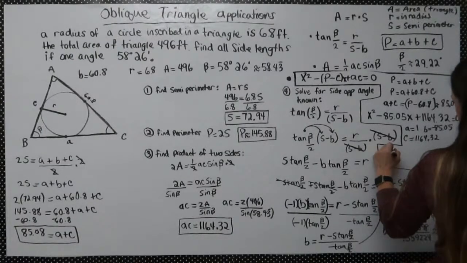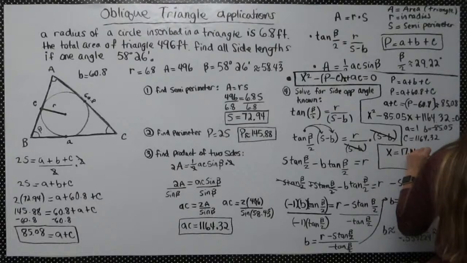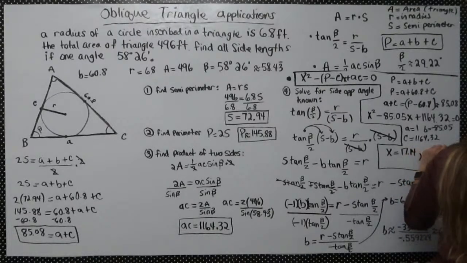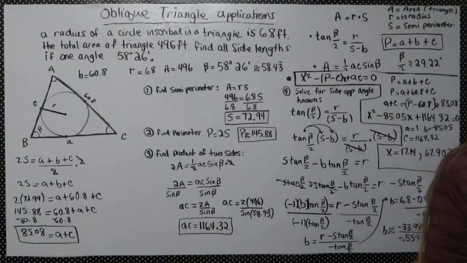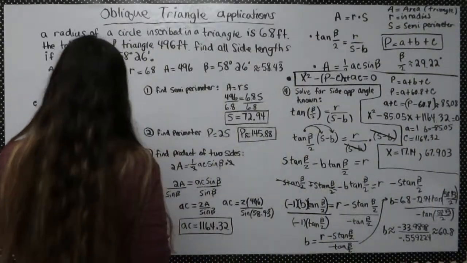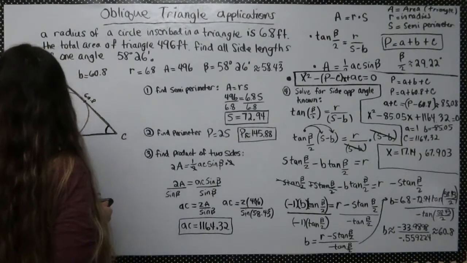So x equals 17.14. 17.14. And 67.903. So here's your other sides, but this is very unsatisfying because I don't know which one is which. How do I know what side length A is since I had to use the quadratic to split these two up?